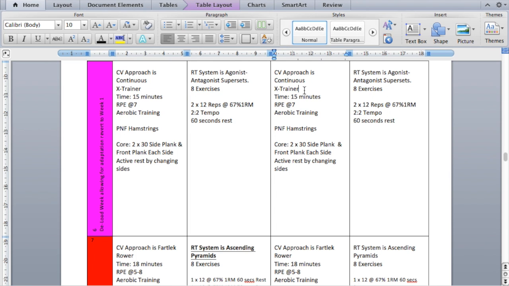Once again, Thursday's training is exactly the same as Monday's training, and Friday's training is exactly the same as Tuesday's training, meaning that we've still got 2 cardiovascular workouts in each week and 2 resistance training workouts in each week.